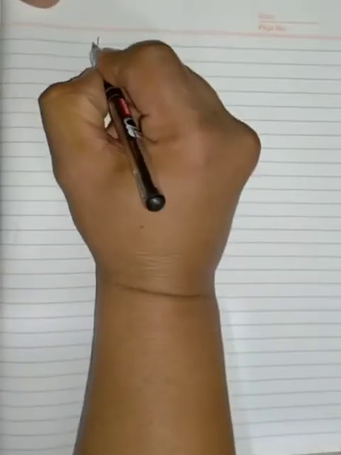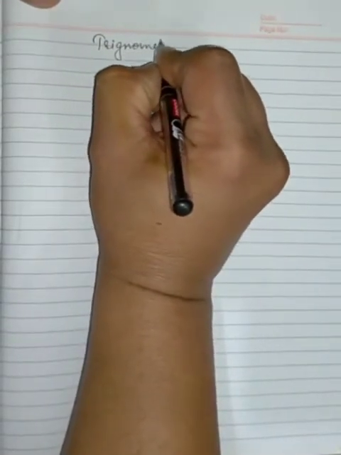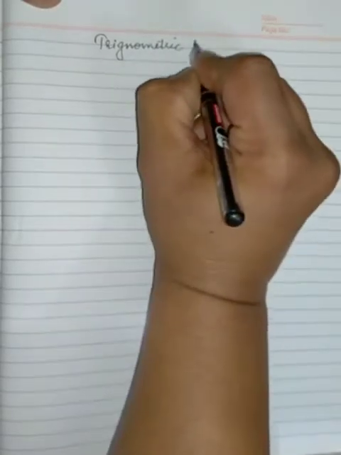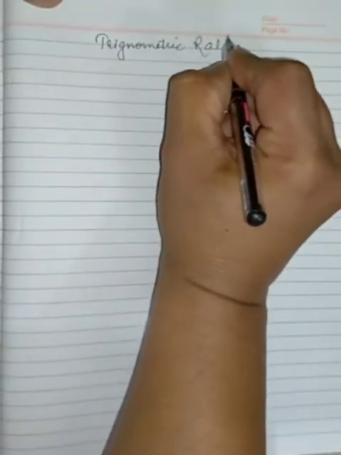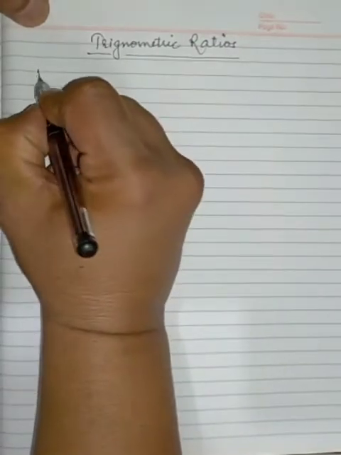In this video, we will study about trigonometric ratios. There are two types of trigonometric ratios, primary ratios and secondary ratios. So first we will study about the primary ratios.